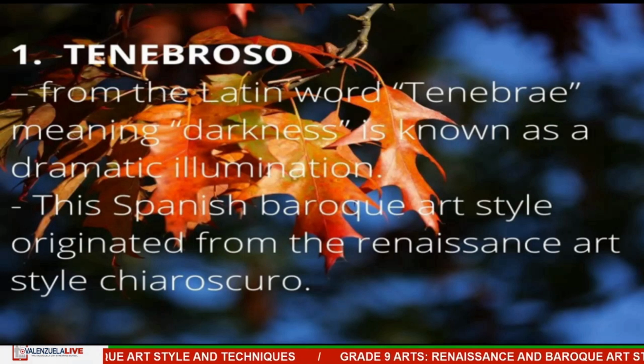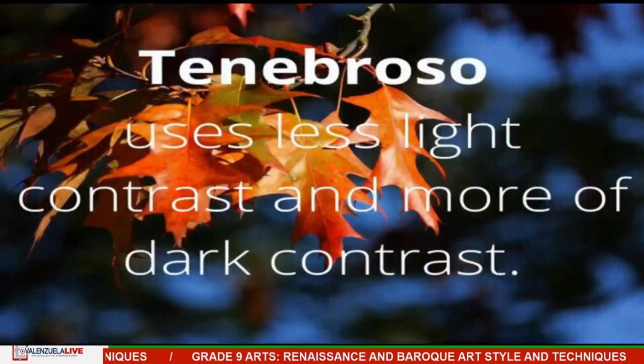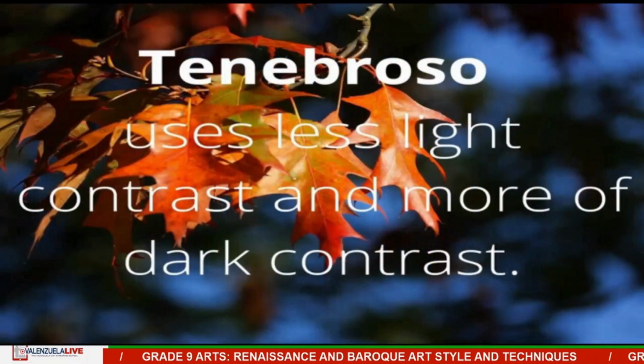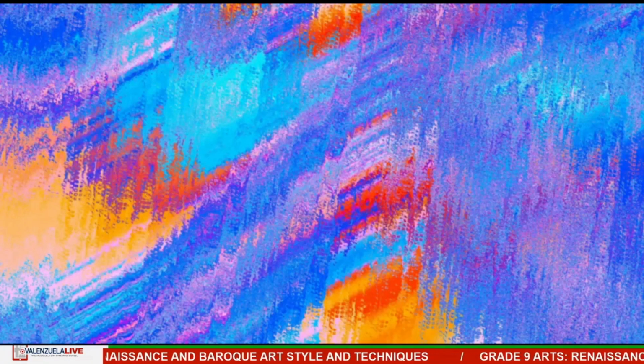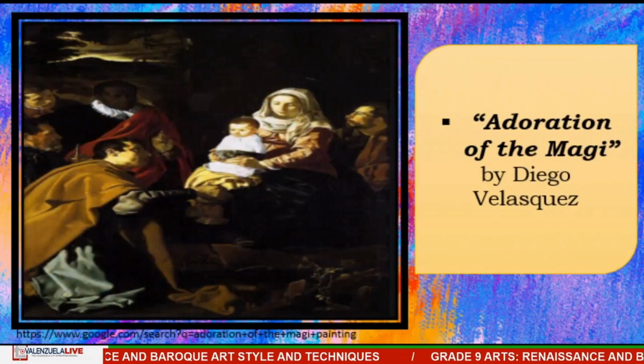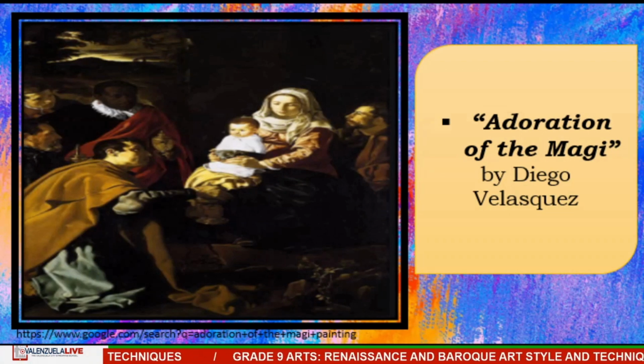Now, what's the difference of tenebroso from chiaroscuro? Tenebroso uses less light contrast and more dark contrast. An example of this is the Adoration of the Magi, created by the famous Spanish Baroque artist Diego Velázquez.